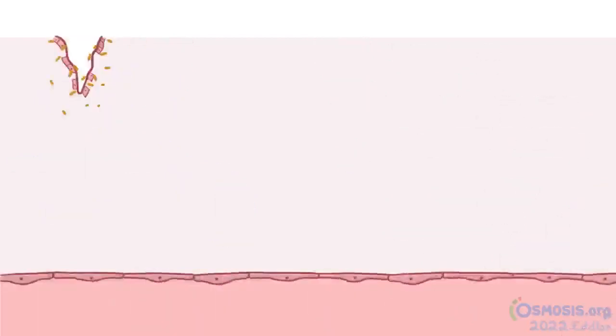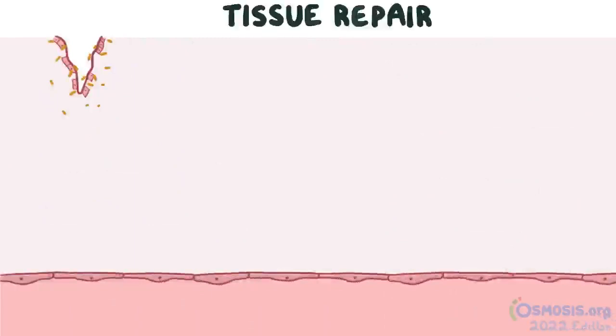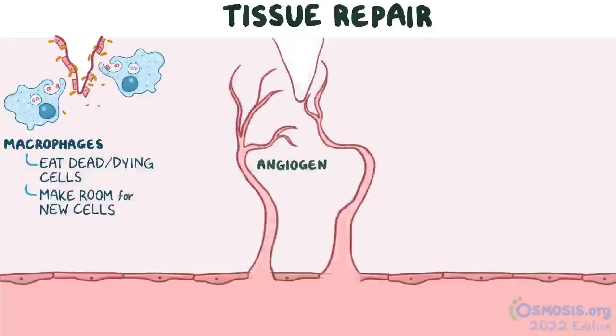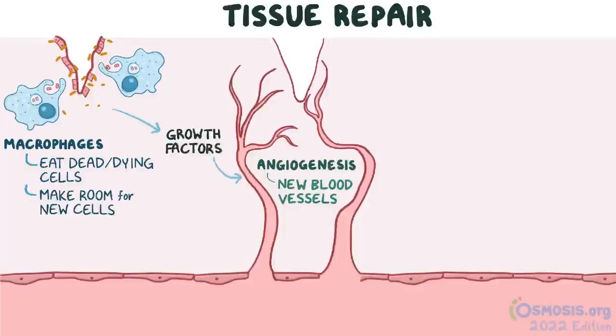Now, the inflammatory response ends with tissue repair. Macrophages are recruited to eat up dead and dying cells, so that tissue can make room for new cells. This is followed by angiogenesis, which is the formation of new blood vessels, and that's triggered by growth factors released by macrophages. These newly formed blood vessels are temporary, meaning that once the wound is healed, these new vessels regress.